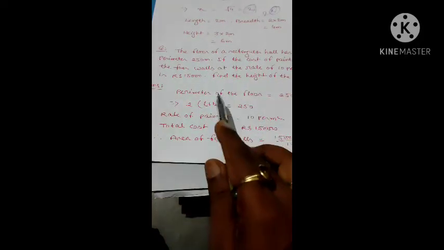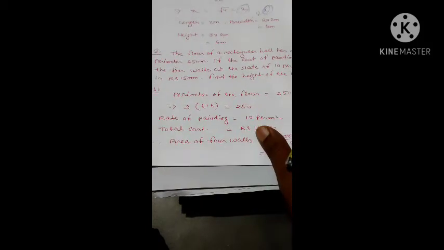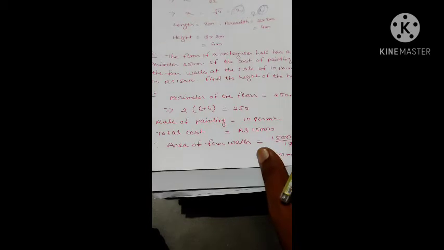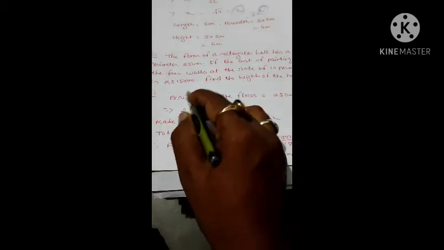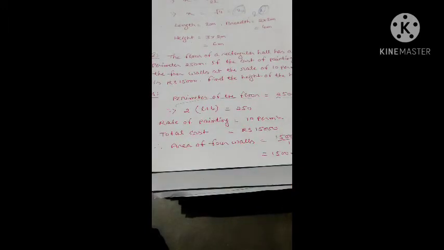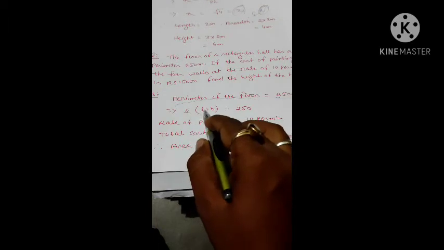The floor of a rectangular hall has perimeter 250 meter. So whatever is given, our duty is to write the value at first, so that it becomes very simple and we can understand how to solve that sum. So we have read the question and we saw that the perimeter of the floor is given. What is given? 250. And what is the formula to find the perimeter? That is 2 into length plus breadth is equal to 250.